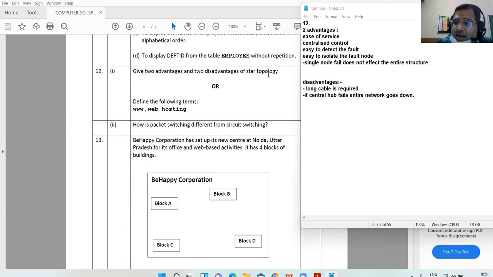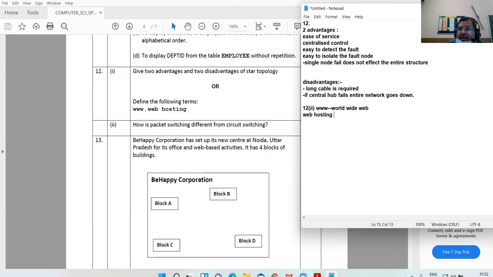Okay. Am I clear to everyone? Next, the second part of 12th question. What is WWW? It is World Wide Web. It is the set of standards and protocols that are used to create and display the hyperlink files on internet. You can create and you can display the hyperlink files on internet. Okay. Then the next is web hosting.